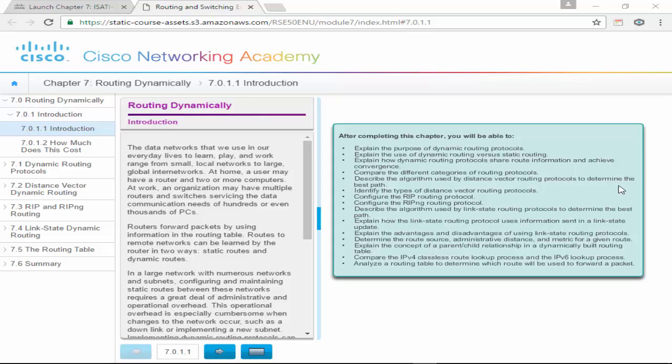CCNA2, Chapter 7, Dynamic Routing. Alright, so this is where the routing starts to get fun. I prefer OSPF. We talk a lot about OSPF, the different types, and then we go over RIP.